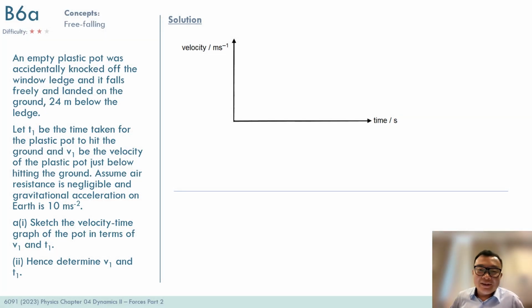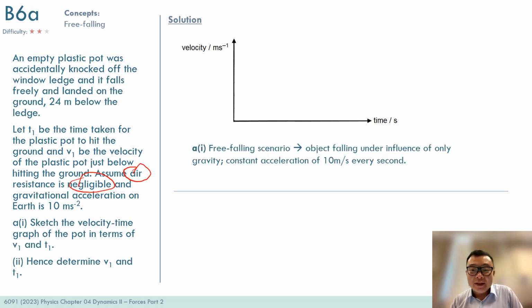This is a question on free falling, so we must detect that the question tells us air resistance force is negligible, and therefore this is a free falling scenario. Free falling scenarios have a constant acceleration of 10 meter per second square. So we can represent this using a straight line graph for velocity time.